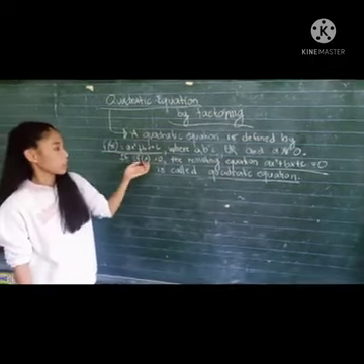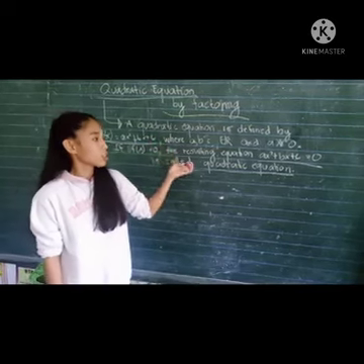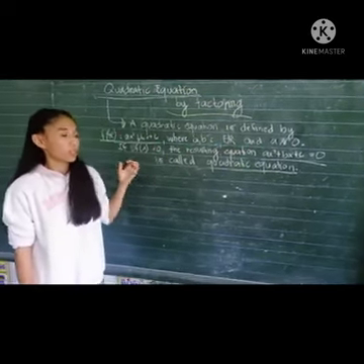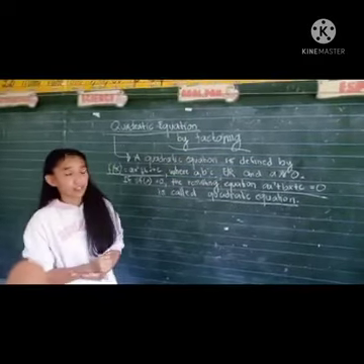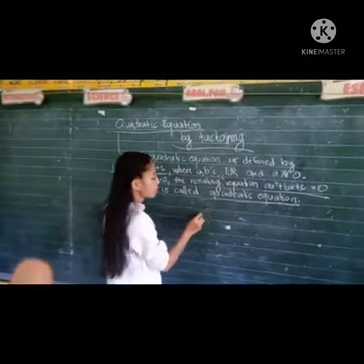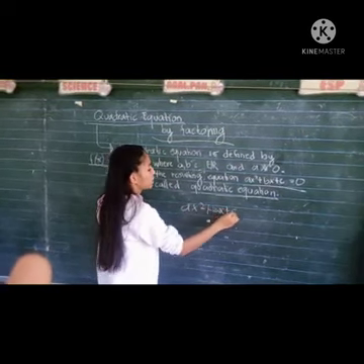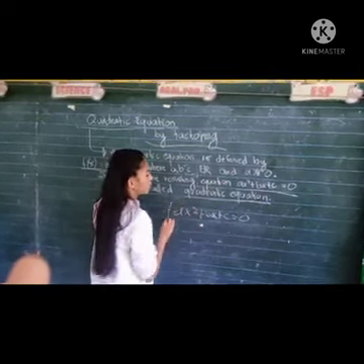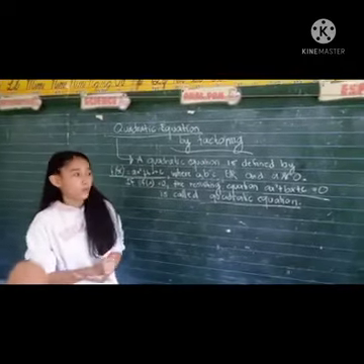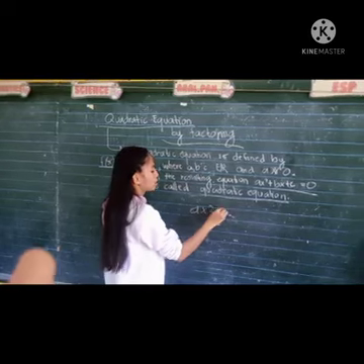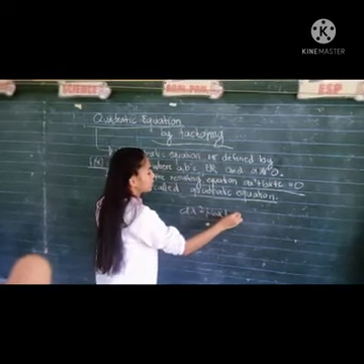If f(x) is equal to 0, the resulting equation ax squared plus bx plus c equals 0 is called a quadratic equation. So the standard form of a quadratic equation is ax squared plus bx plus c equals 0.